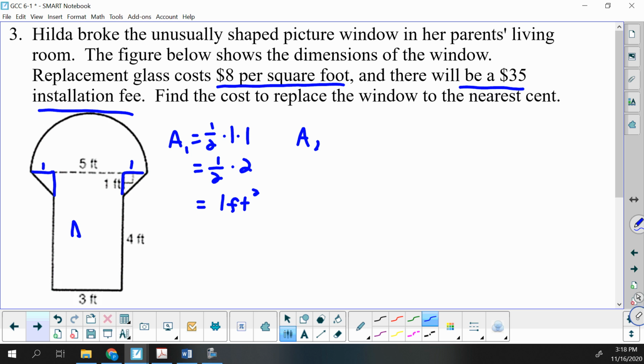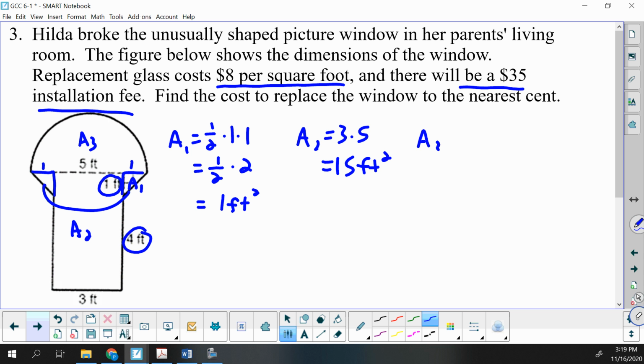We'll maybe call area 2 the rectangle. We have a base of 3, and then the height is actually 5, because you've got the 4 here and the 1 there. So for area 2, 3 times 5 is 15 feet squared. And for area 3, and again, area 1 was both of these two triangles combined, we have half of a circle. So we'll have 1/2 pi times our radius squared.